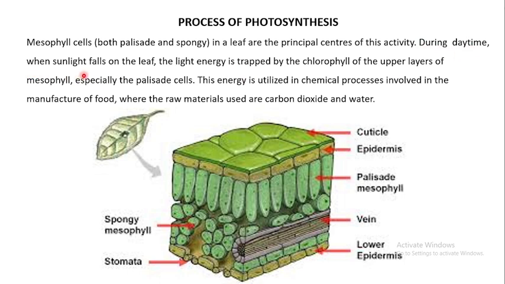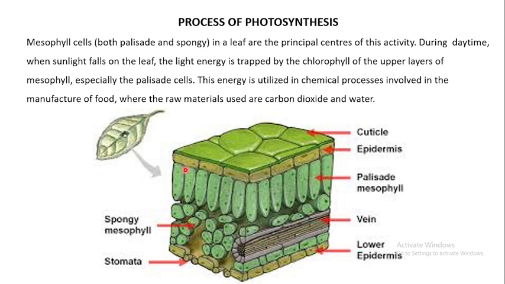Now, during daytime, when sunlight falls on the leaf, the light energy is trapped by the chlorophyll of the upper layers of mesophyll, that is, the palisade mesophyll, especially the palisade cell. This energy is utilized in the chemical process involved in the manufacture of food, where the raw materials used are carbon dioxide and water. Maximum photosynthesis takes place in palisade mesophyll because it is lying upwards. Can you see? So it is very easy to absorb sunlight and carbon dioxide.